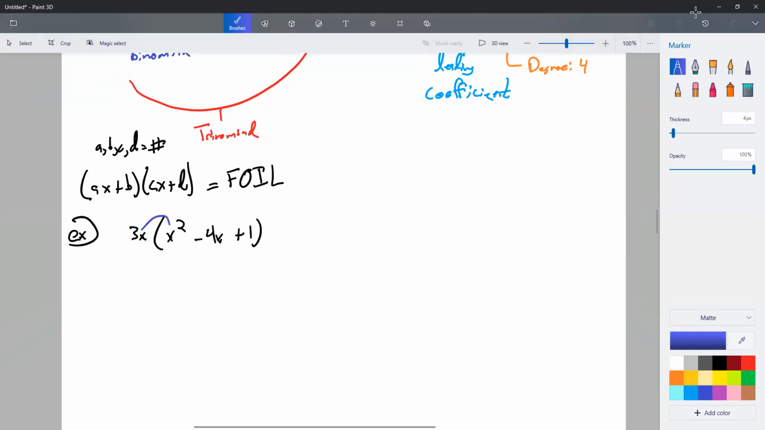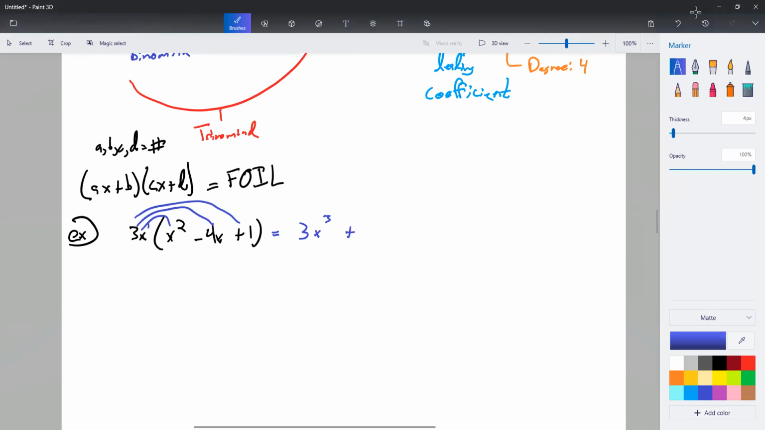So I'm going to take 3x times x squared, negative 4x, and 1. When we do that, 3x times x squared, the x has an exponent of 1, so 1 plus 2, we're going to get 3x cubed. Plus, now 3x times negative 4x.